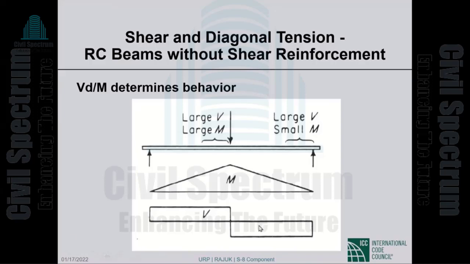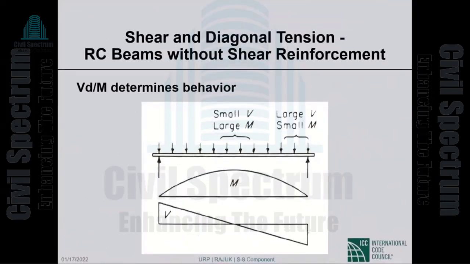ratio. Now, in a beam as shown in the picture, simply supported, this is the bending moment diagram, this is the shear diagram. At this location, the shear is large, the bending is large. Both the moment and the shear are large. At this section, we have large shear, very small bending. So it tells you about what kind of a ratio, VD over M, we are looking at as we go along the beam.